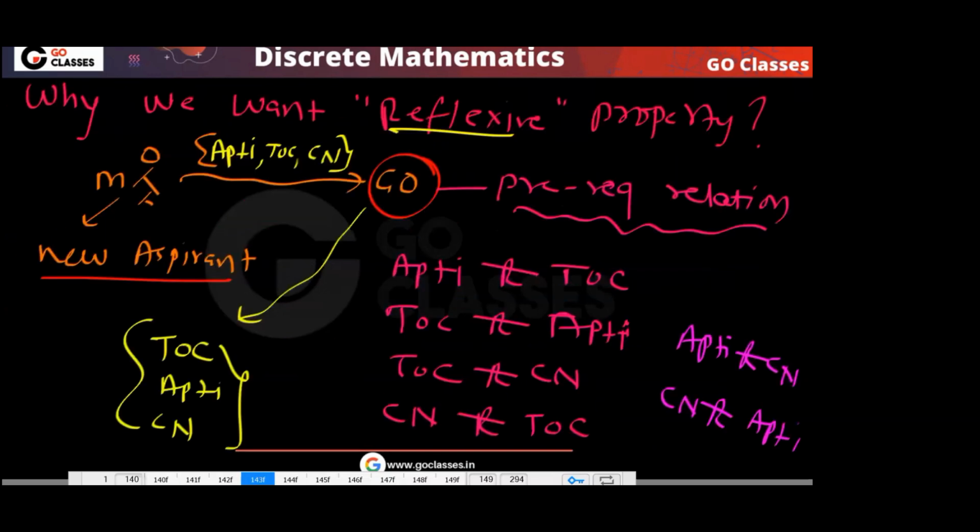If the reflexive property is not there, then this prerequisite relation will be empty. And because this relation is empty, we are giving an empty relation to this student. Basically, we are giving nothing to this student, so this student cannot study.